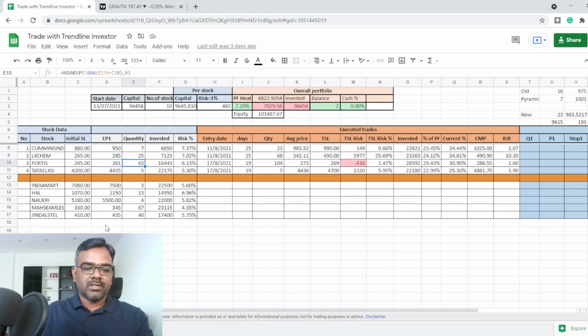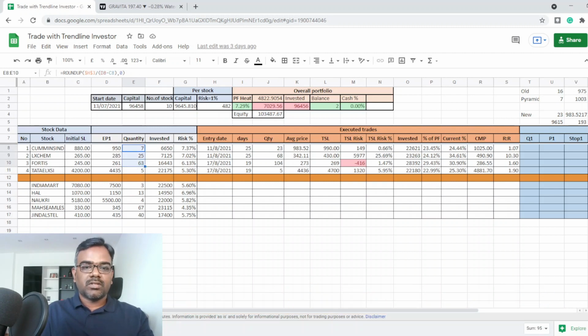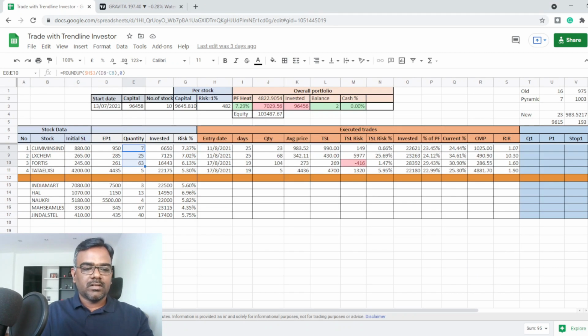So there are two sheets to this. One is the stocks which I'm holding currently in the Trade with Trendline Investor series, and the other sheet is where I close the trades. So as soon as I close a trade, I move them to this sheet. We'll come to both sheets, but let's start with this first sheet.